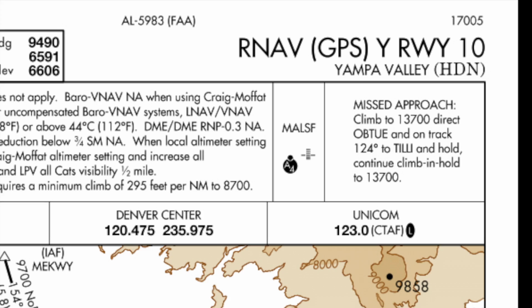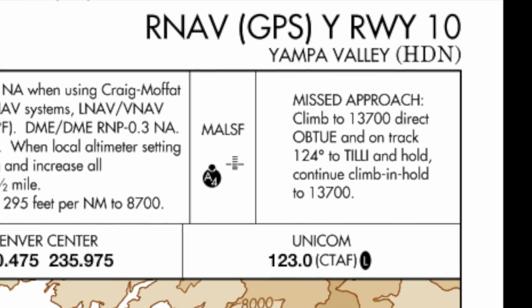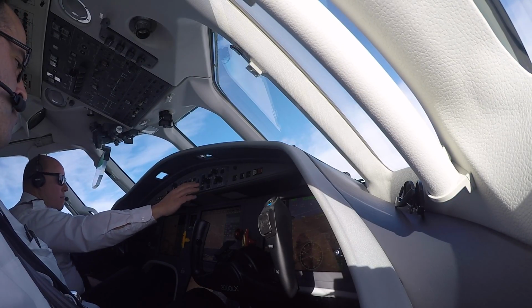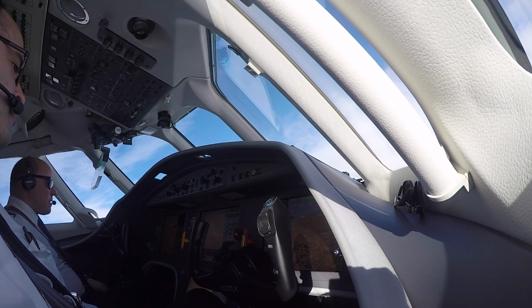In this case, the missed approach procedure is climb to 13,700, fly direct to Obtu, then on a track of 124 to Tilly and hold. And then you continue to climb in the hold up to 13,700 while you figure out what you're going to do next. The more modern aircraft have some tools that help in finding that elusive runway in the clouds.